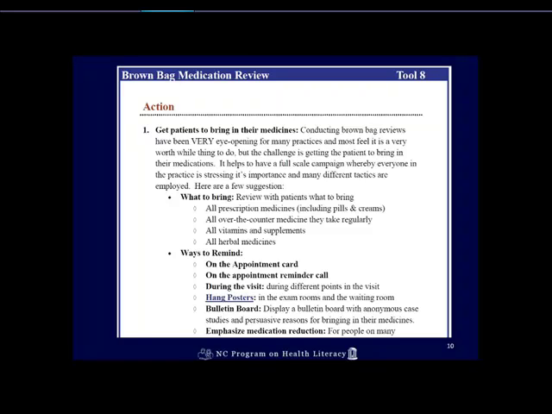I will say that this particular tool, the Brown Bag Medication Review, led to very eye-opening testimonies from our practices. We had one practice try it with just 5 patients and found that 3 of the 5 had medication errors or inconsistencies between what the patient should have been taking and what they were actually taking. Another practice had about 8 out of 10 of their patients had at least one problem, and some of the patients had very important problems.